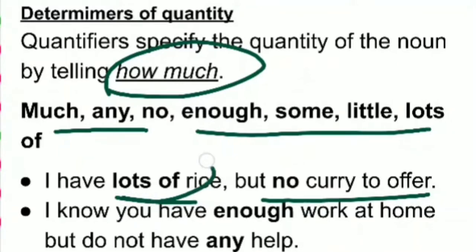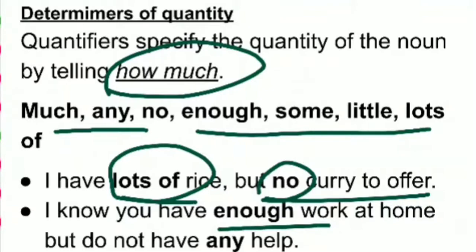So here words such as "lots of" and "no" suggest determiners of quantity. It shows how much of the rice the person was having. I know you have enough work at home but you do not have any help. So here it talks about the total amount of work he has at home, but no amount of help he is being provided with.